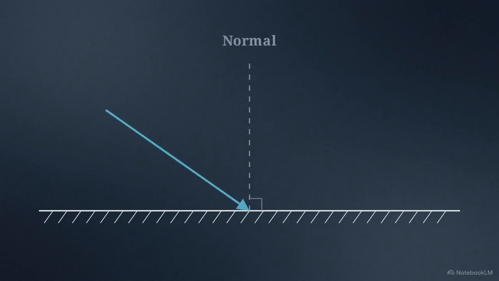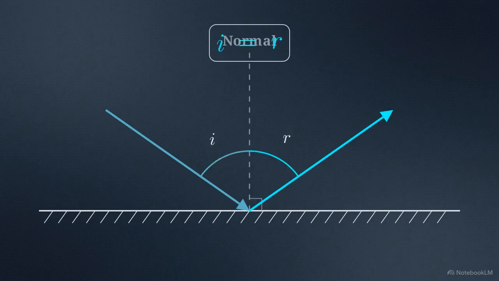To understand why this happens, we have to start with flat mirrors. The standard rule of light is that the angle it hits a surface will exactly match the angle it bounces off. We measure this against an imaginary perpendicular line called the normal.